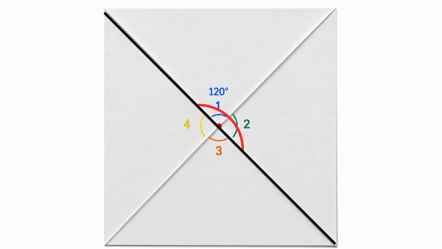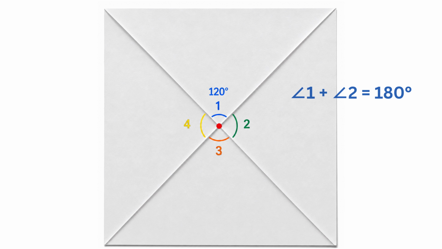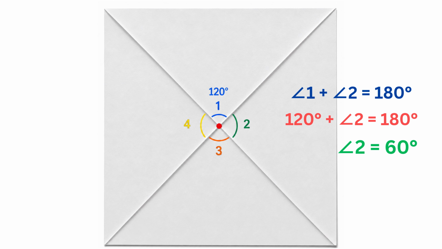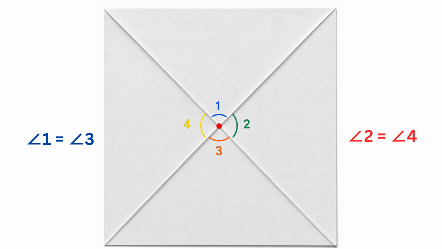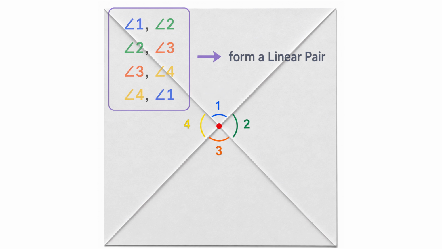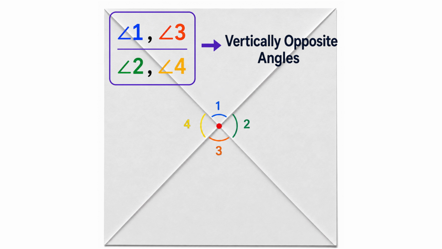Two neighboring angles together form a straight angle, so their sum is always 180 degrees. If one angle is 120 degrees, the next must be 60 degrees. Continue this reasoning around the intersection, and another elegant relationship appears. The angles opposite each other are always equal. The neighboring angles are called linear pairs, while the opposite ones are known as vertically opposite angles.